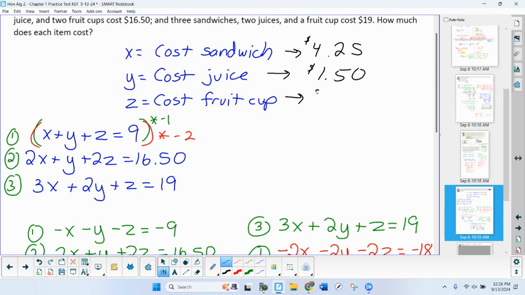Attention, 11th grade students with class names starting J through L. Please report to the hall. If that is you, take your stuff.